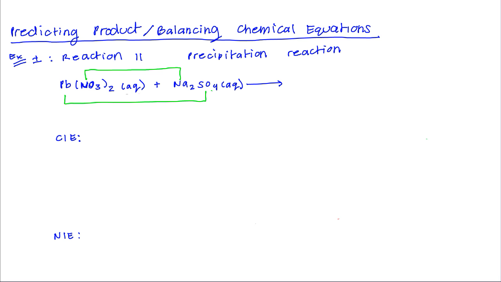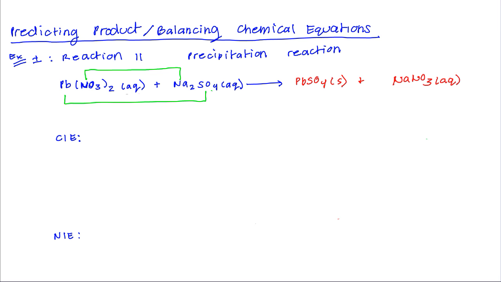So we can write both of those products down. Again, this is a precipitation reaction, but you can also call it a double displacement reaction since we switch partners. We get lead sulfate and sodium nitrate. The next thing we need to figure out is whether or not these two compounds dissolve in water. If you look at your solubility table, you'll see that lead sulfate is insoluble in water, so we write solid next to it, whereas sodium nitrate is soluble in water, so we write aqueous next to it.